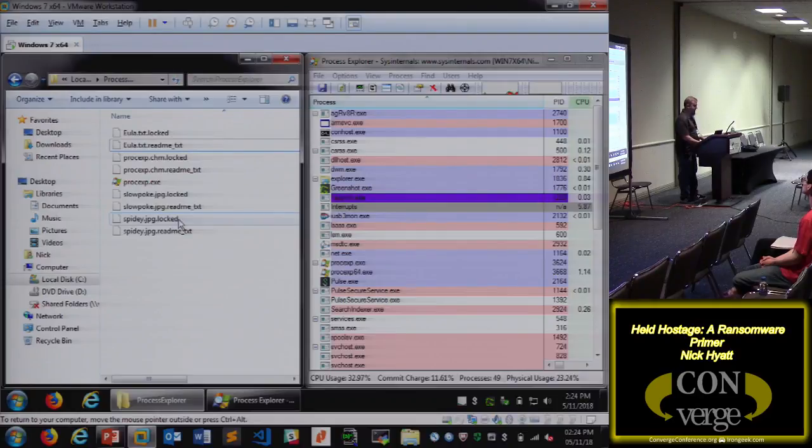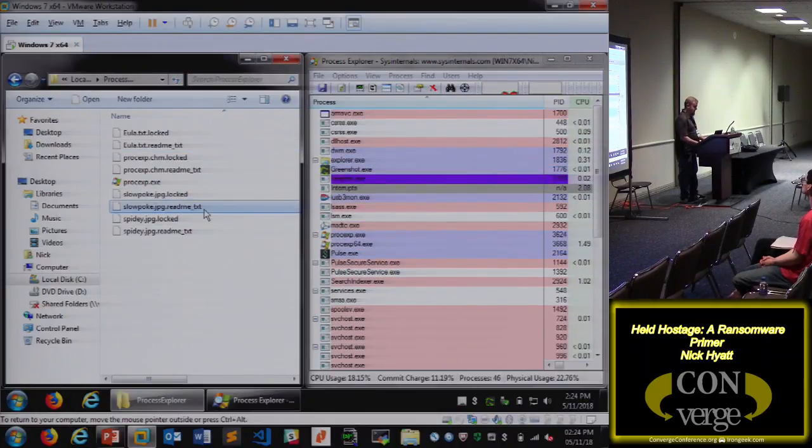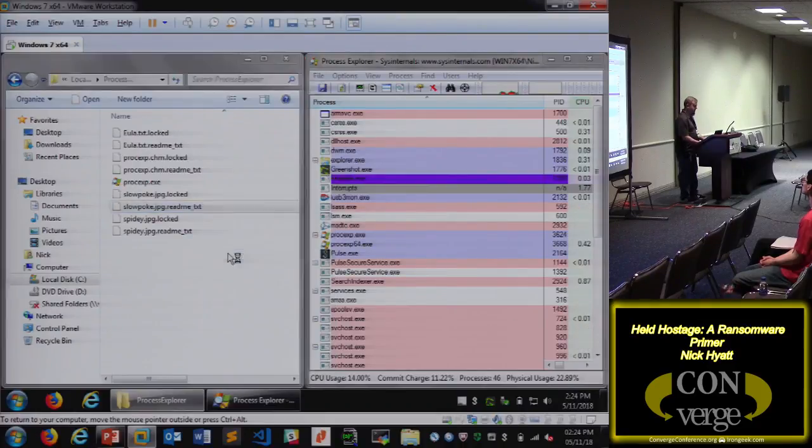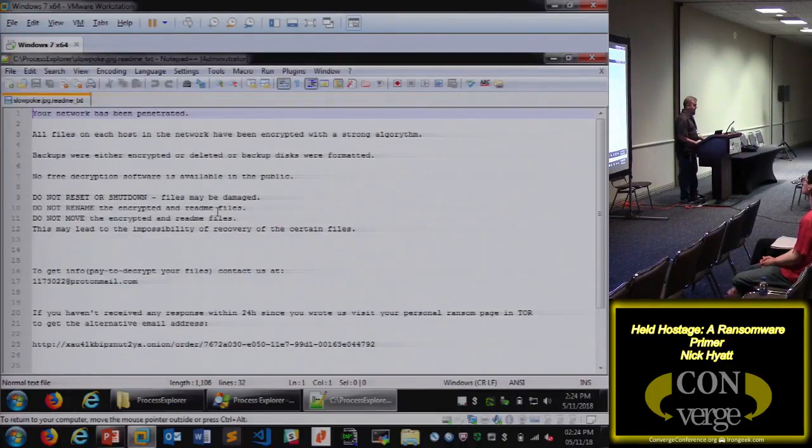And so what we have here is our original JPEG for Slowpoke, and this is our README file. Let's just pop this open in Notepad. Oh, our network's been penetrated. So everything within the host environment has been encrypted with a strong algorithm. And then here's your onion address and a nice Proton mail account for decrypting that.